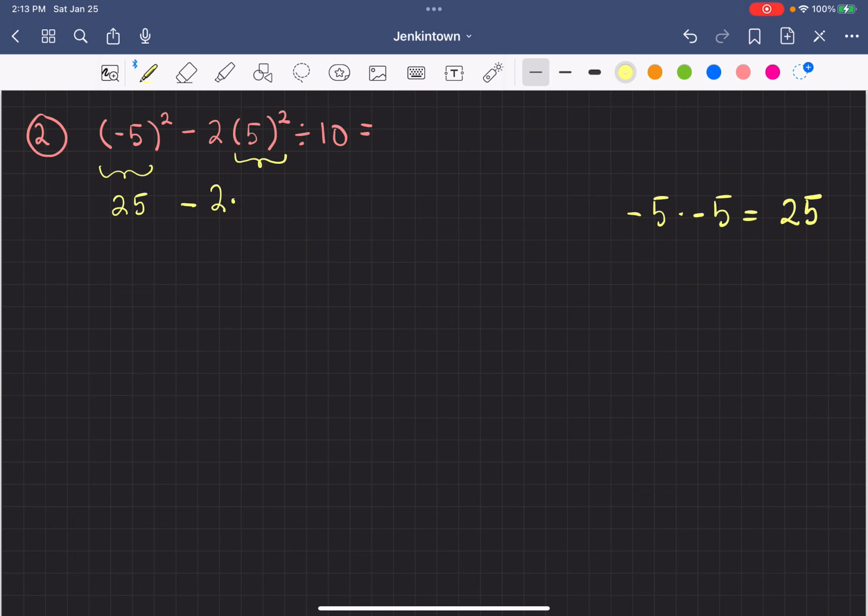5 times 5, 5 squared is 5 times 5, which is 25. Divided by 10. Again, you might feel tempted to do the 25 minus 2, but in math problems, we must use order of operations, so I need to do this multiplication and division here. Which one am I going to do first? From left to right. So I should do this multiplication first. Okay, so this is 25 minus 2 times 25, that would be 50, divided by 10.